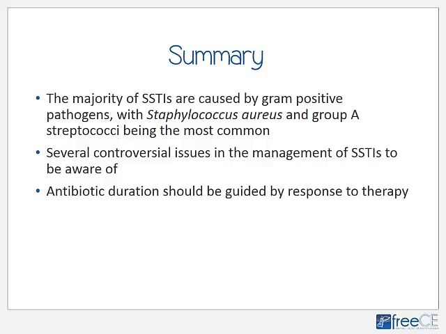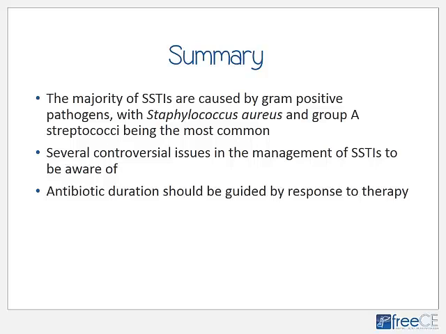Okay, so that wraps up our discussion of cellulitis. Just to summarize some of the key points that we've talked about today, the majority of skin and soft tissue infections are caused by gram-positive pathogens, with Staph aureus and Group A strep being the most common. There are some controversial issues in the management of SSTIs that we've discussed.